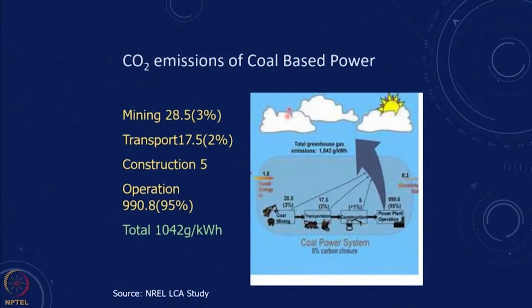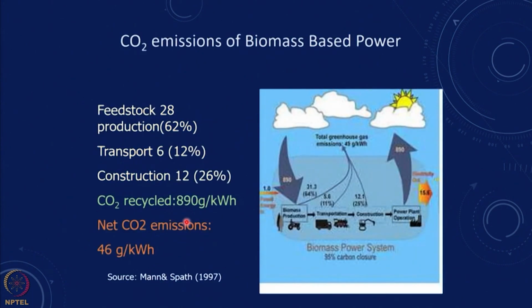Local and global. Just to show you an idea of the CO2 emissions of coal-based power, you can see that it starts with the mining, the transportation, the construction and power plant operation. This is the study done by Mann and Spath at NREL, and this showed that the largest chunk of it is in the actual operation of the plants. Some of it, 3% is for mining, 2% transport and so on. But predominantly it comes to about a kg of CO2 equivalent per kilowatt hour.